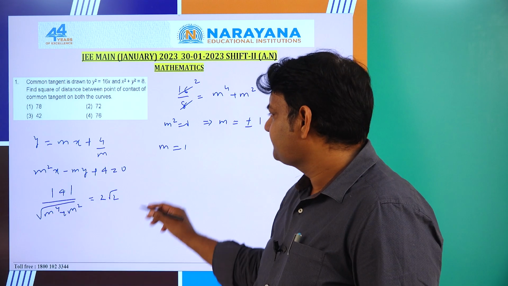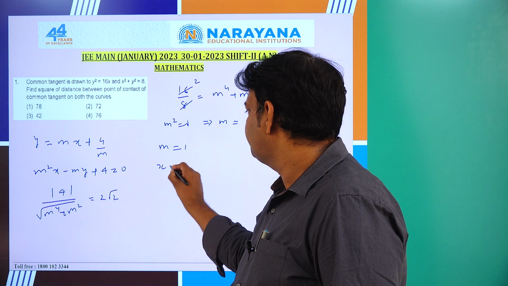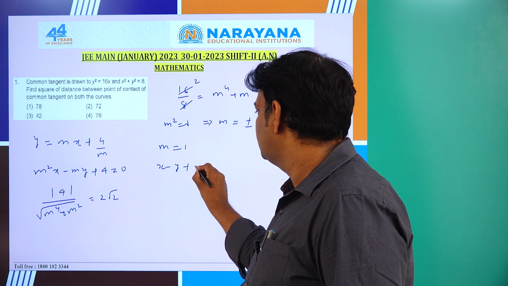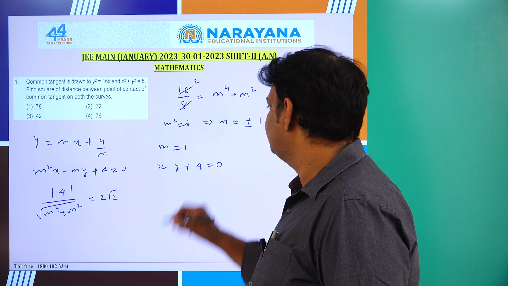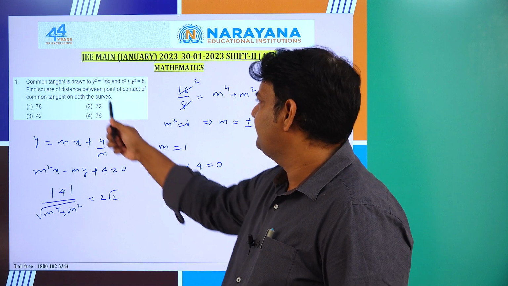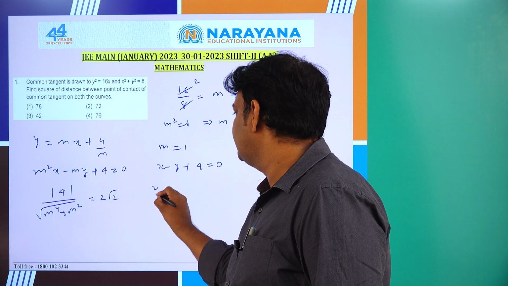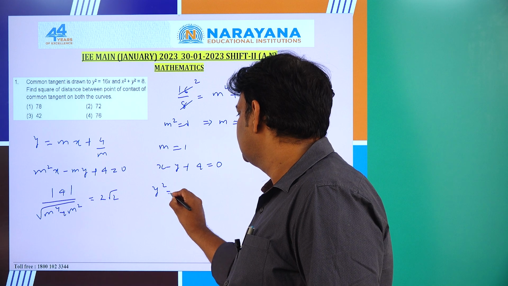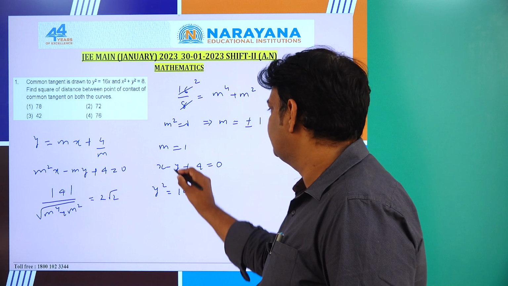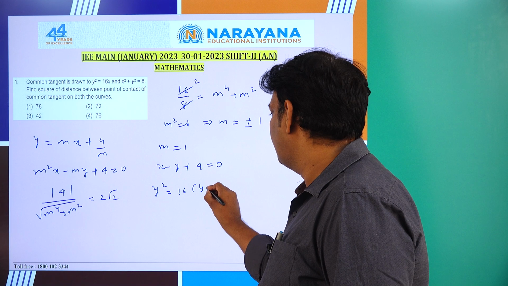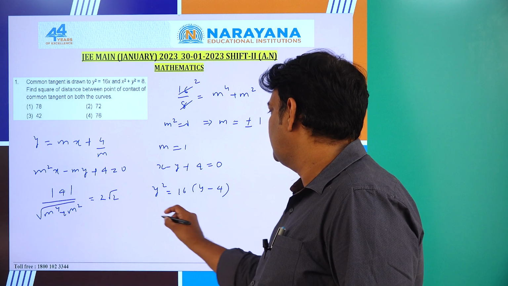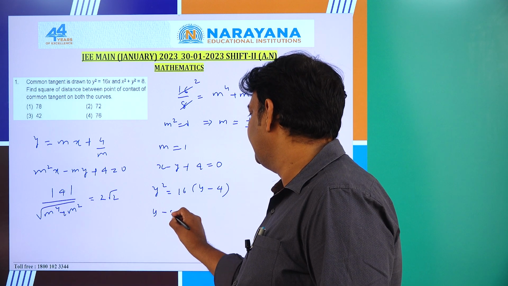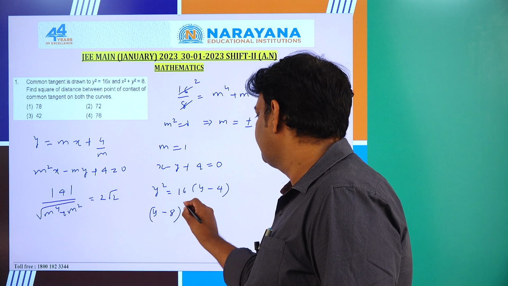Let us take the first value, suppose m equal to 1. Then the equation of the tangent we get is x minus y plus 4 equal to 0. Now let us solve this line with the parabola y square is equal to 16x. What is the value of x? y minus 4. Observe that this is y minus 8 whole square.